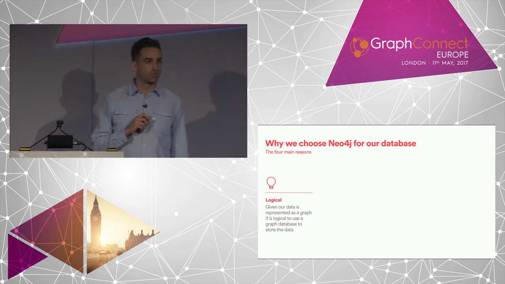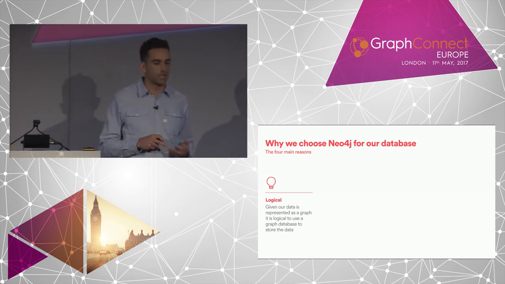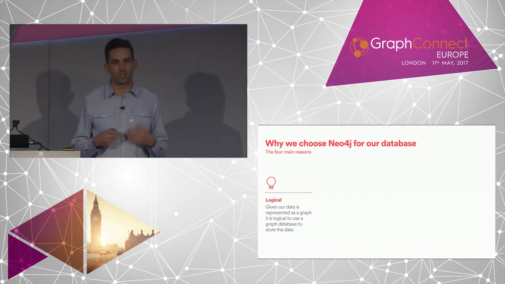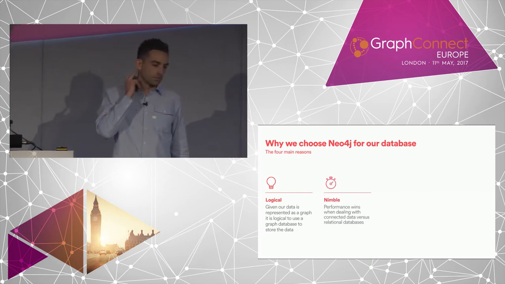So why do we choose Neo4j as our graph database? There's four main reasons. One, it felt logical, right? Our data represents a graph, so it felt logical to use a graph database as well to store the data. It's nimble.